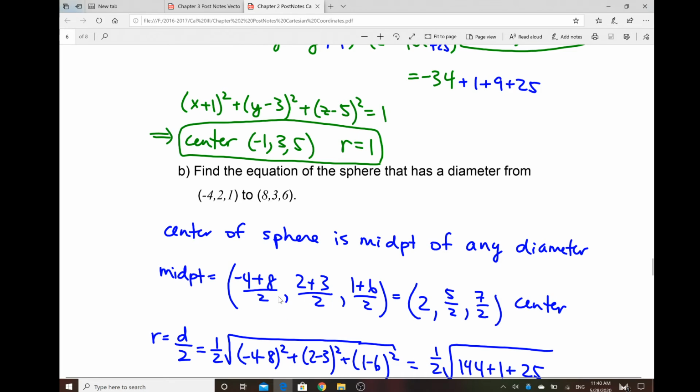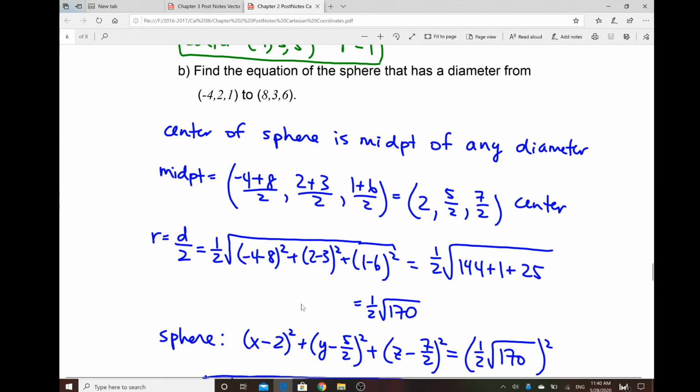Once we get the center, the next thing you want to do is find the radius. The radius is always the diameter divided by 2. In order to figure out the length of the diameter, we use the distance formula in 3D space: (-4 - 8)^2 + (2 - 3)^2 + (1 - 6)^2, under a square root. Once we get the distance of the diameter, we divide it by 2, then we'll get the radius.